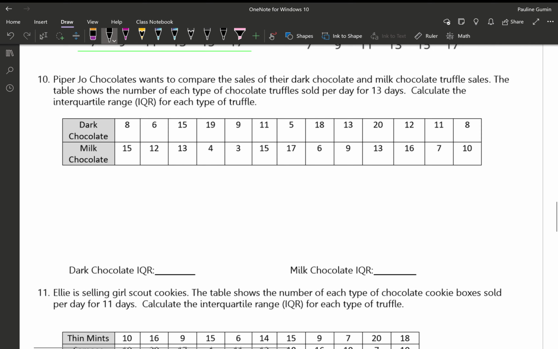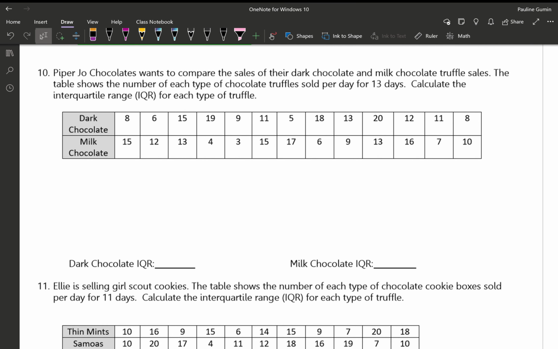All right, onwards we go to number 10. Piper Joe Chocolates wants to compare the sales of their dark chocolate and milk chocolate truffle sales. Delicious. The table shows the number of each type of truffles sold per day for 13 days. Calculate the IQR, the interquartile range, for each type of truffle. Now, I just want to remind you that IQR is quartile 3 minus quartile 1. So middle of right minus middle of left.